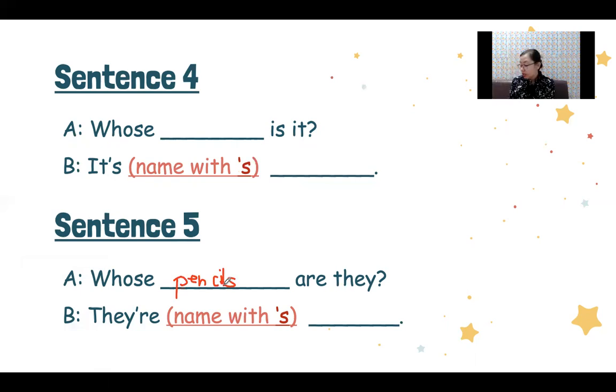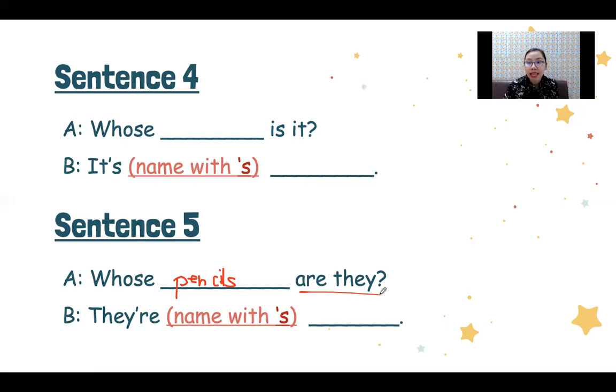Pencils is a plural form. It's a plural noun. So when we say one pencil, 1, 2, 3 pencils. One pencil, 1, 2 pencils, so that makes it plural. For example, we say, whose pencils are they? If you're asking about 1, 2 pencils, whose pencils are they? But if you say one pencil, whose pencil is it?